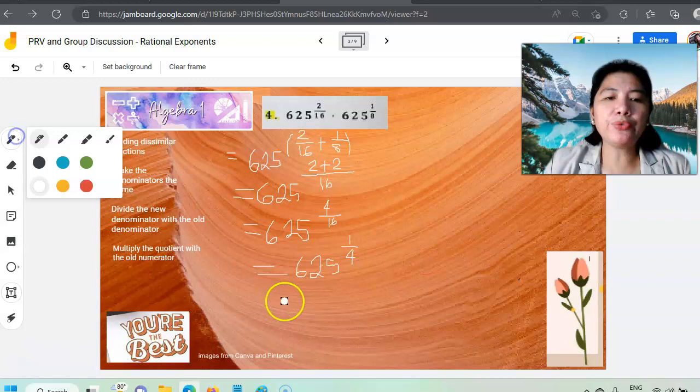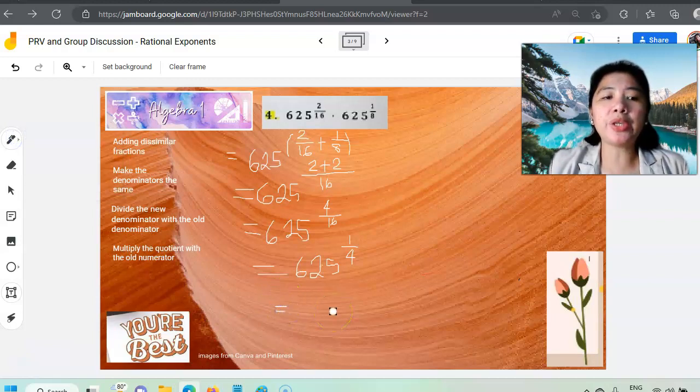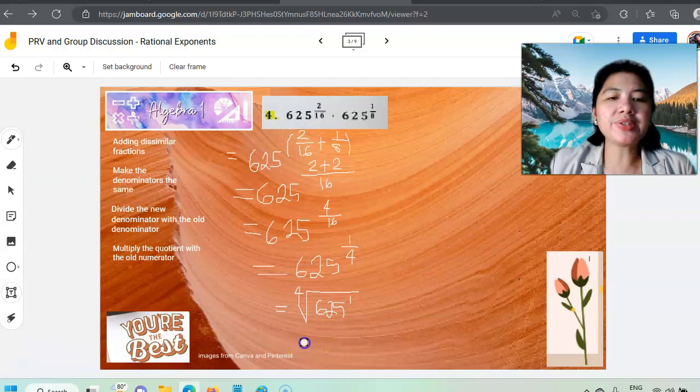And then finally, convert the number with fractional exponent into radical form. So write the radical sign, and the base becomes the radicand. The numerator becomes the exponent of the radicand, and the denominator becomes the index. So we are being asked for the fourth root of 625. Pause the video and think of a number multiplied by itself 4 times that will equal 625. Okay, so the fourth root of 625 is 5.